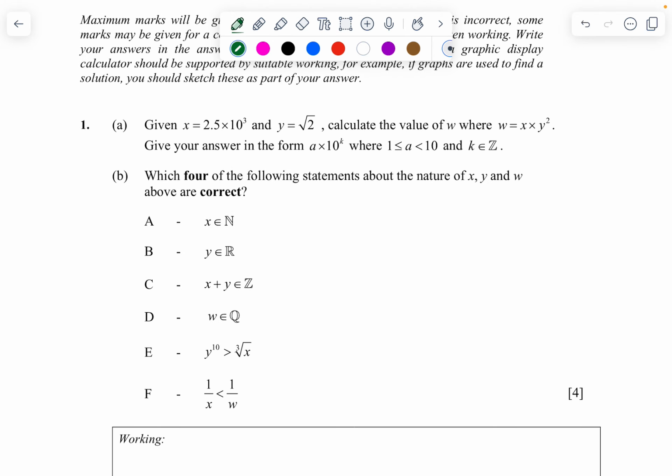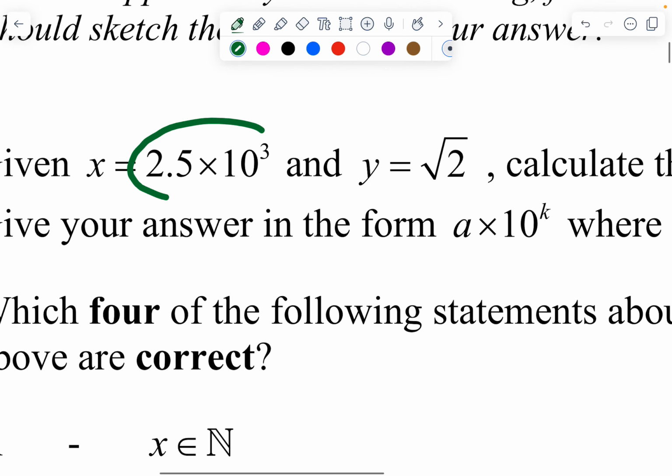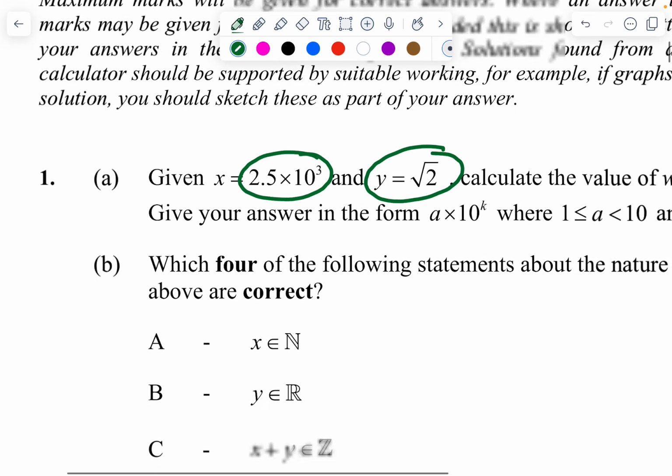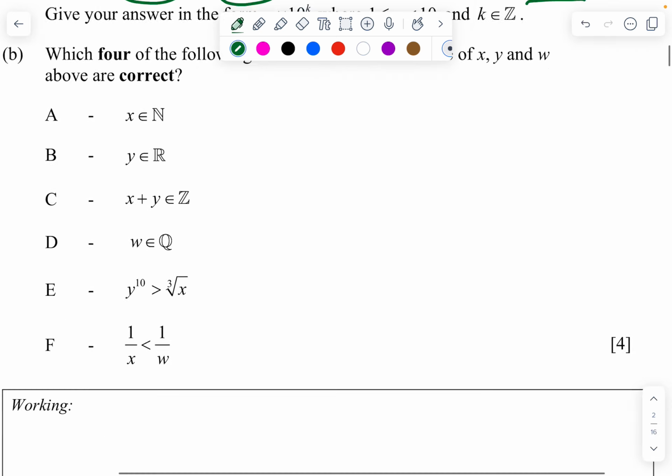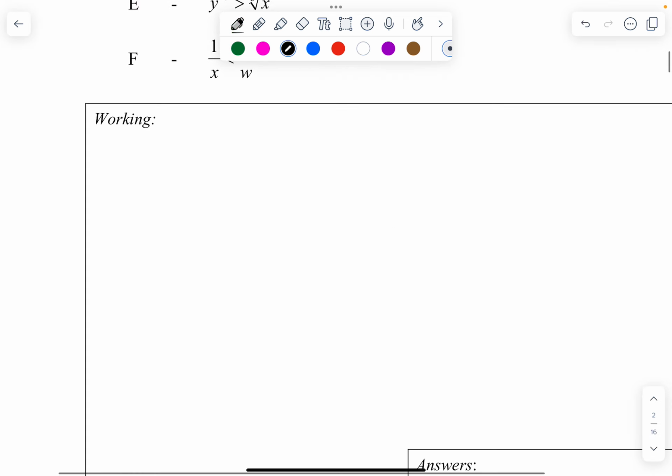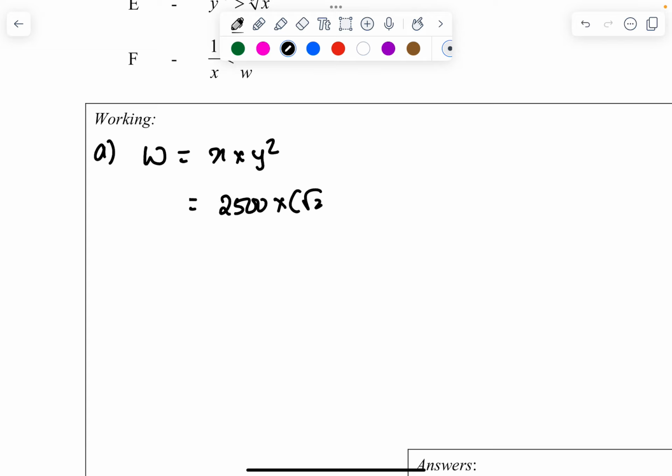Given x equals 2.5 times 10 power 3, y equals square root of 2. Calculate the value of w, where w equals x times y squared, giving your answer in standard form. So for part A, w equals x times y squared. What is x? x is 2500 times y squared, square root 2 whole squared, which is going to be 5000, but you have to write it as 5 times 10 to the power of 3. So that's going to be the answer.